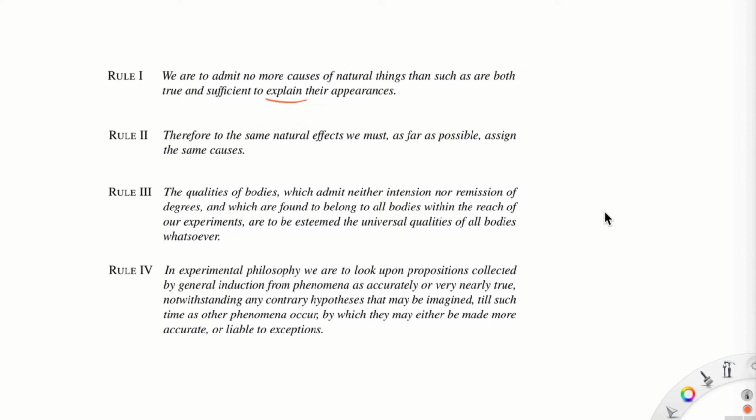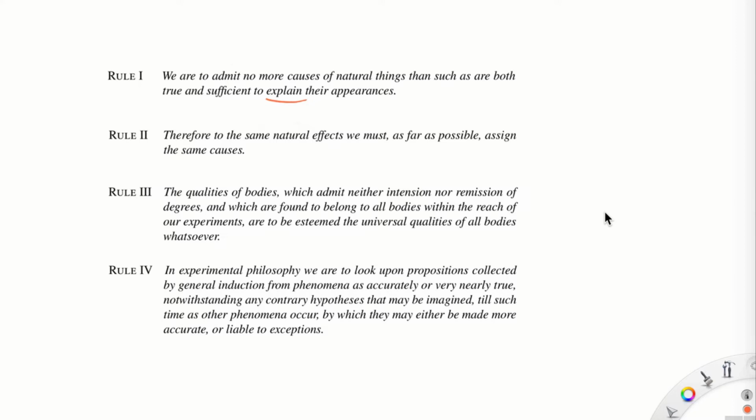Examples of burning. So a fire you burn in your backyard with wood is a very different kind of burning than the burning of the sun, for example, that takes place using fusion of hydrogen into helium. And I guess he gives himself some wiggle room here, because he says to the same natural effects, we must, as far as possible, assign the same causes, which I guess makes sense. So he's giving himself some wiggle room. But the philosophy here is that one should assign the same causes to the same effects. Okay, Rule 2. What about Rule 3?